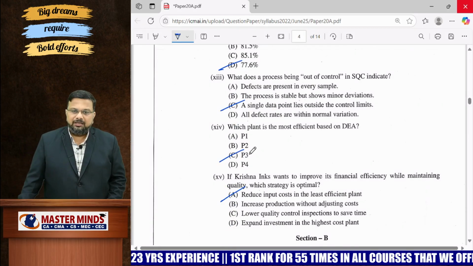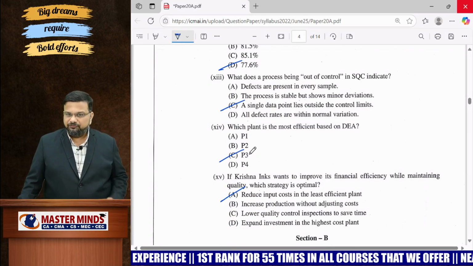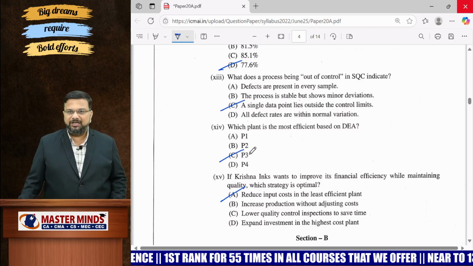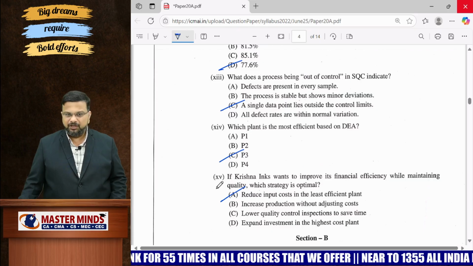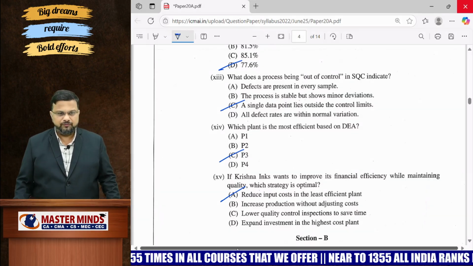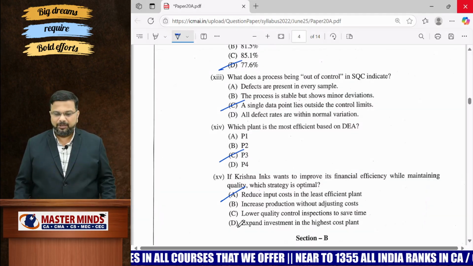Next, these two, that is the 14th and 15th. The 14th is from DEA, data envelopment analysis, and the 15th is also from data envelopment analysis, okay. The 15th one is nothing but your opinion. Out of the given options, which one is more suitable? There you need to explain, okay.